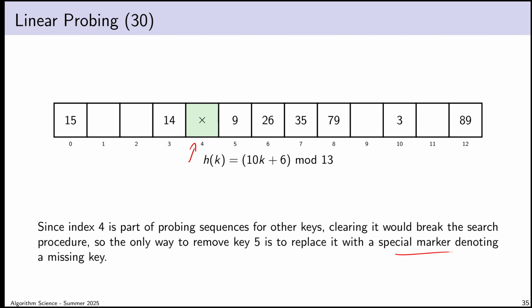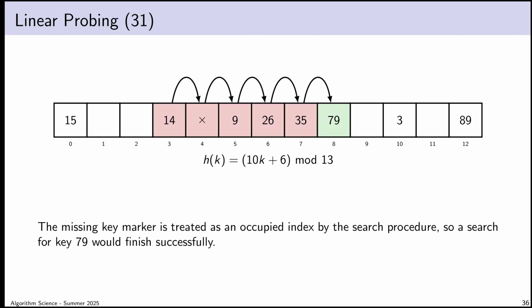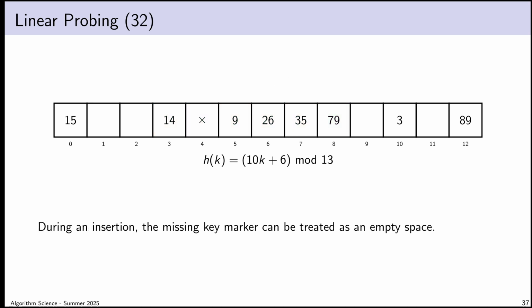Of course, now if I go searching for 5, it will not be found because 5 has been removed. But this is not considered a fully empty index. As far as a search is concerned, this is considered to be a full index of the table. That way, if I do a search for 79, I don't abandon my search too early. I do end up finding 79. So if I perform a search, the missing key marker is treated as an occupied index. On the other hand, the missing key marker can be treated as an empty space during an insertion. So if I start probing here, I am allowed to overwrite the missing key marker with a new insertion.